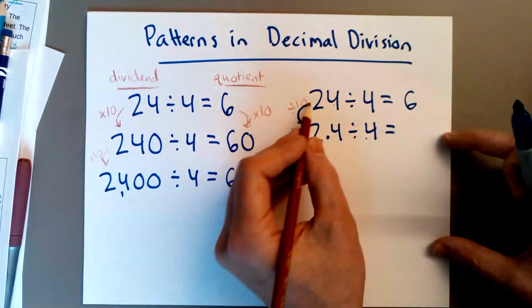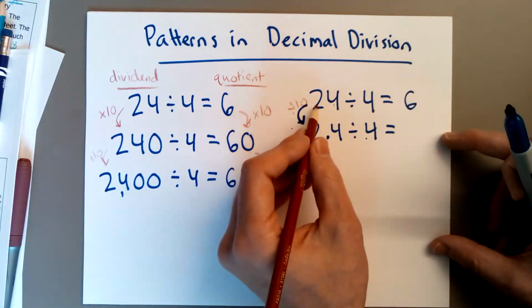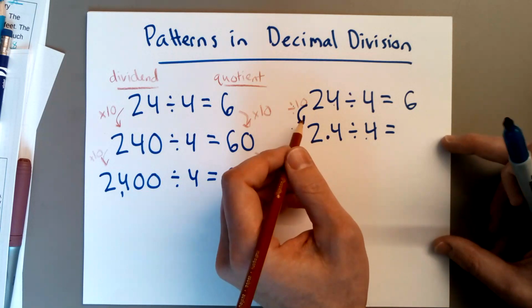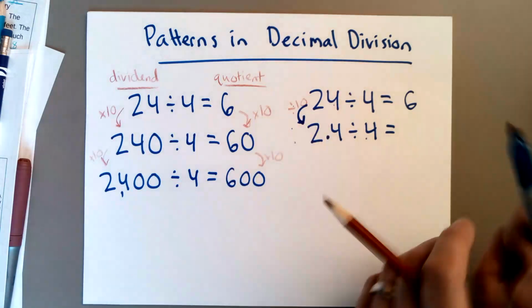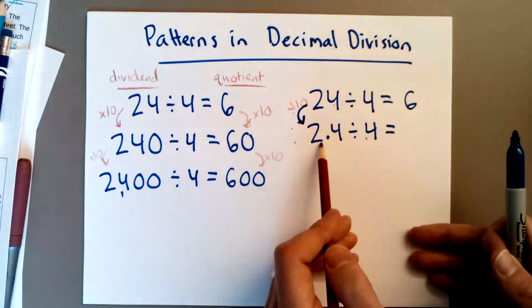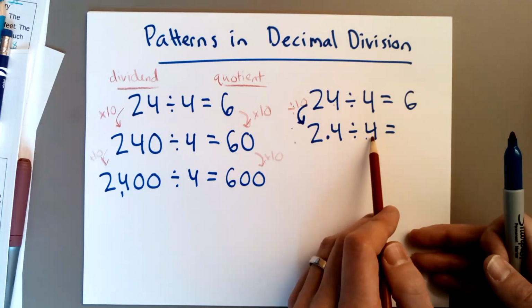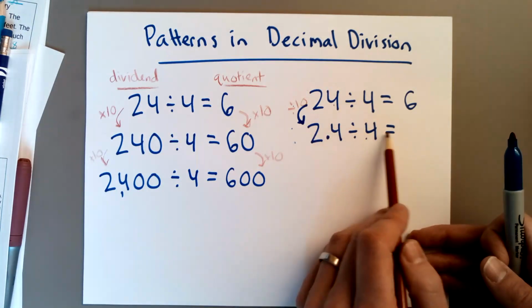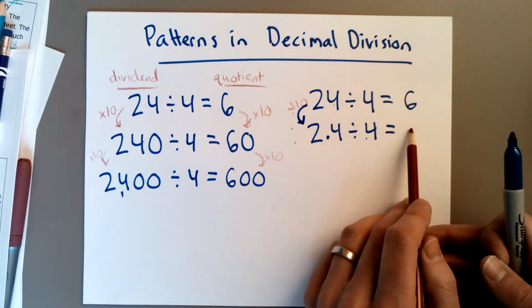So now I have 10 times fewer cookies. It's kind of weird to think of 2 and 4/10 of a cookie, but that's what we get when we go to decimal numbers. So if I only have 2 and 4/10 of a cookie, if I'm trying to put them on 4 plates, well, I don't even have 4 whole cookies. So I know that my quotient is going to be less than 1 whole.